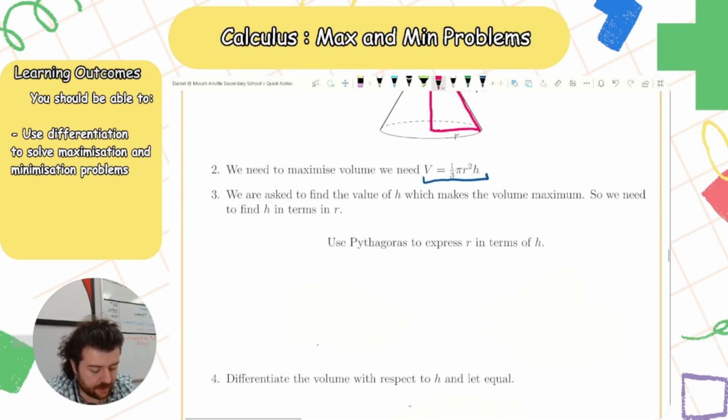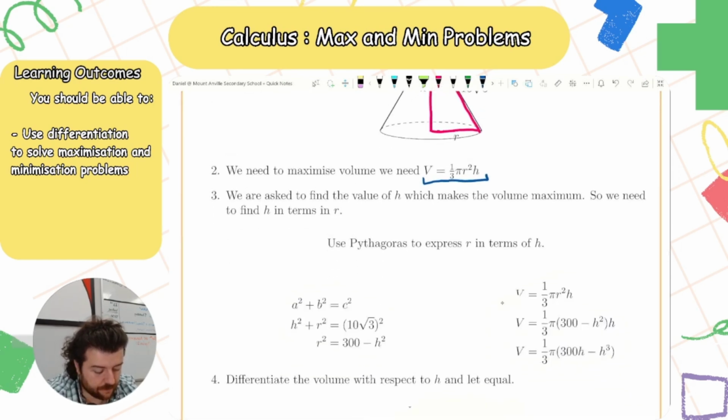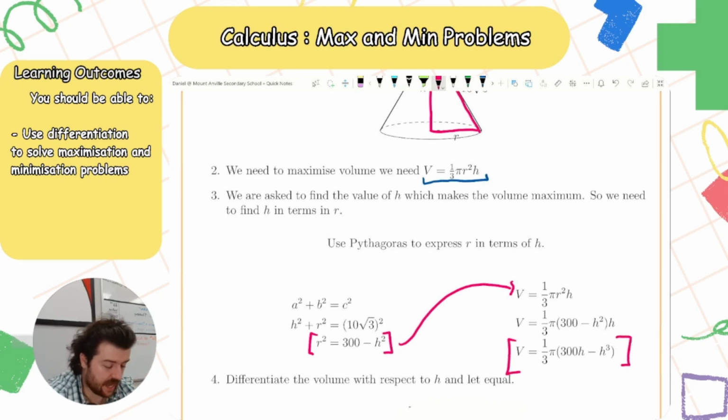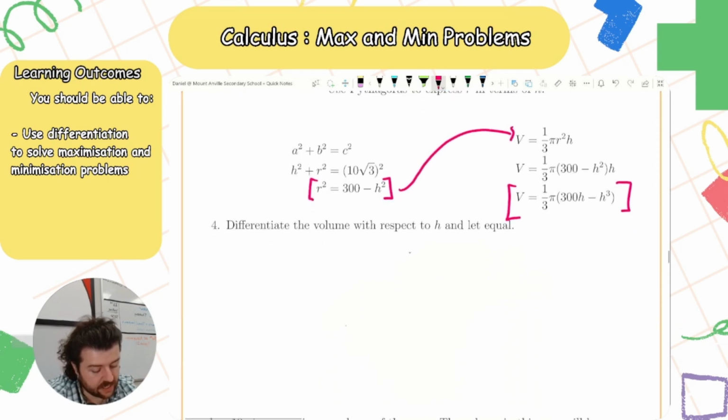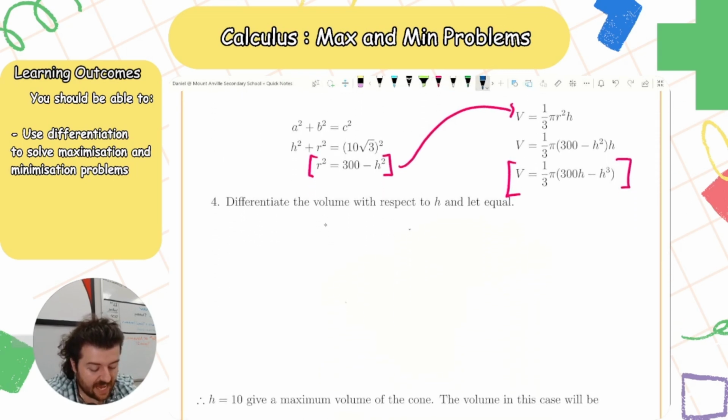I can use Pythagoras' theorem here. So a squared plus b squared is equal to c squared. So h squared plus r squared is equal to 10 root 3 squared. So r squared is equal to 300 minus h squared. I sub that into my volume formula and I get 1/3 pi times (300h minus h cubed). Now I need to differentiate the volume with respect to h. So I'm going to have here 1/3 pi times 300h, which is just 100 pi h, I should say.